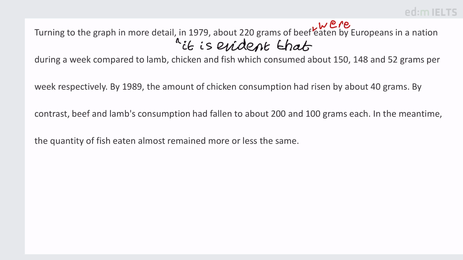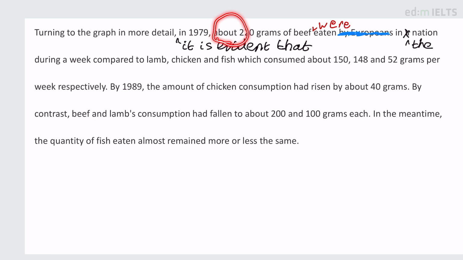Well, I'm going to delete by Europeans because it's people in one specific European country, even though that European country is not named. It's not specified which one it is. And again, there's only one we're talking about. So in the nation we're talking about, in the nation in question. It's a specific or defined one, so we use the. So we're eaten in the nation.